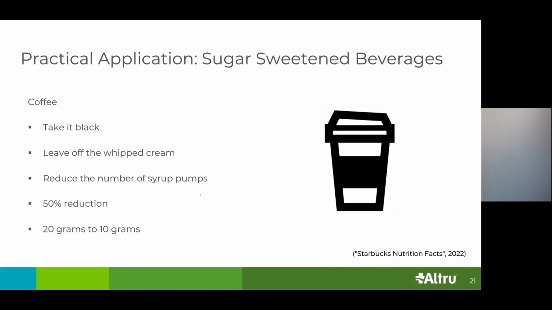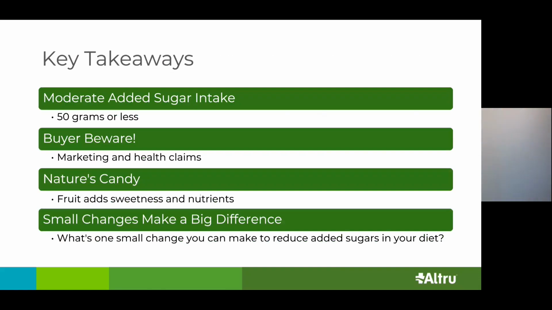Just by reducing the number of syrup pumps from 3 pumps down to 1, this leads to a 50% reduction in added sugar. So it takes your beverage from containing 20 grams of added sugars, and it brings that down to 10 grams. And many times when you make these changes, the beverage still tastes just as sweet. So you're not losing out on the satisfaction factor of that.